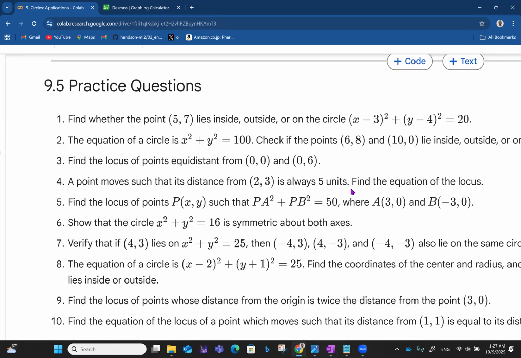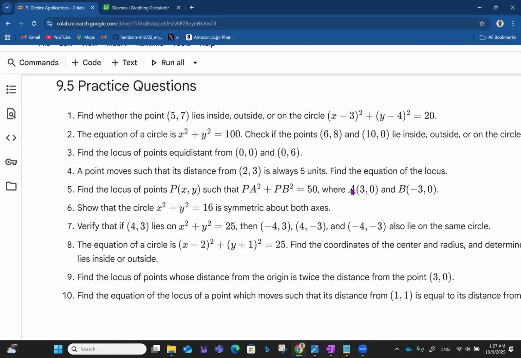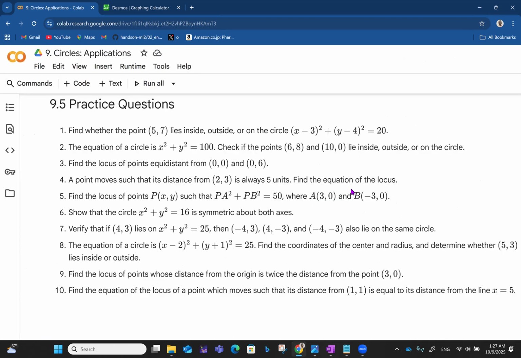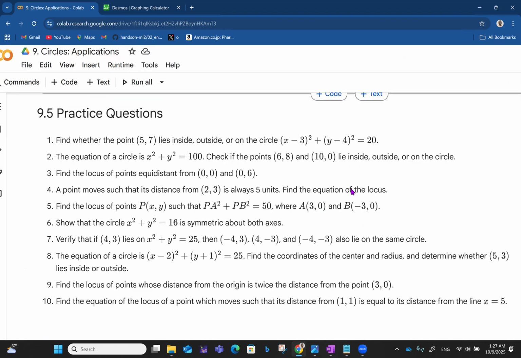So you have some practice questions. You want to try your hands on this? Okay. Find whether the point (5, 7) lies inside, outside, or on the circle (x minus 3) squared plus (y minus 4) squared equals 20. Of course, the first thing you want to do here, the radius is square root of 20. That's 4 point something. And then the center is (3, 4).